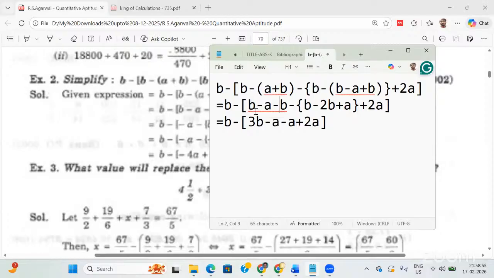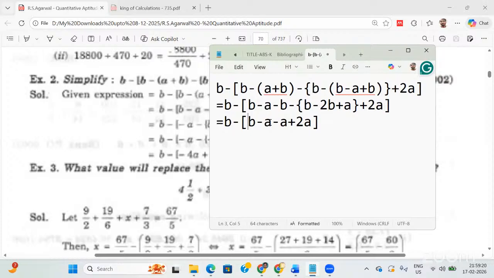It will be what, na? Only 2B, na? Yes or no? Yes, sir. No, only B. Very sorry. Only B, na? The B's will cancel out, one B goes away, and from here one B comes. Yes, only B. Instead of 3B, it becomes only B.